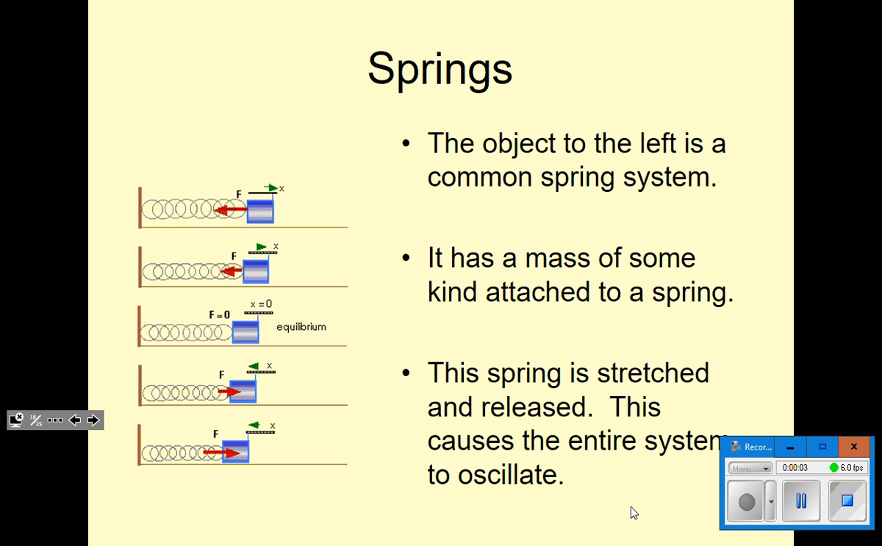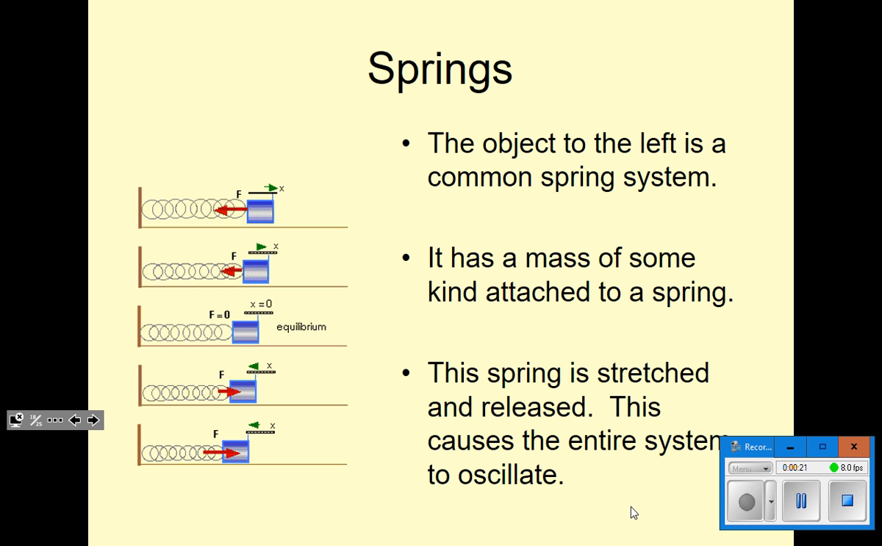All right, this is the springs section of the simple harmonic motion notes for physics. A spring system is like the object to the left here. It's a common spring system. So it has a mass of some sort attached to the spring.